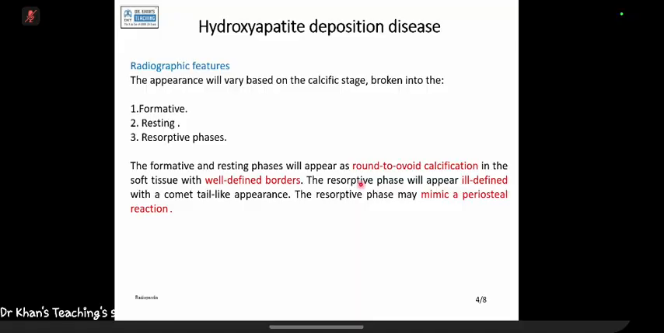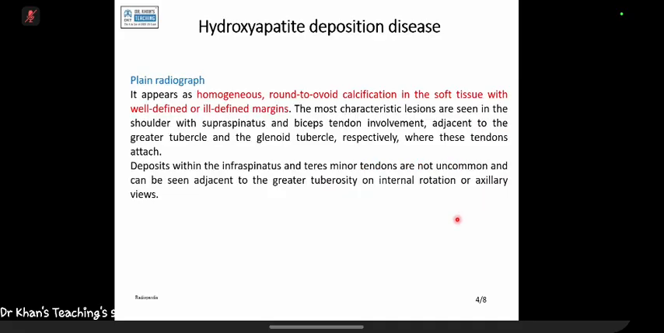And so the calcification has various phases. And a key point to remember is that it can resolve. There is a resorptive phase. It can vanish. So there will be calcification which will vanish. And at a particular stage, it can also mimic a periosteal reaction.